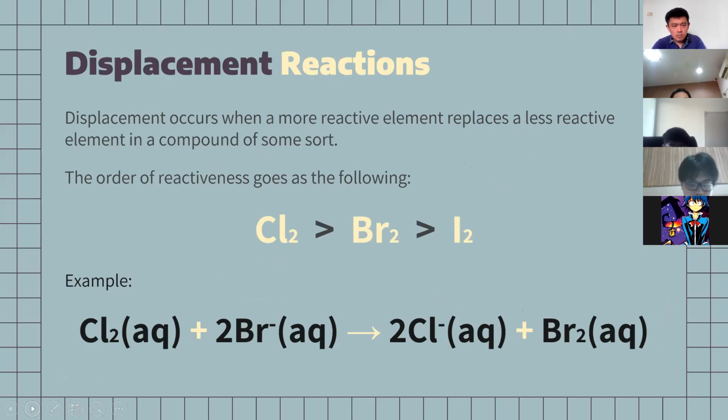So first up, it's a displacement reaction. This is the process of more reactive elements replacing the less reactive elements in a compound. So the reactiveness goes like this in group 17: chlorine, bromine, and iodine. As most of you can tell, this means that the reactiveness decreases as we go down the group.